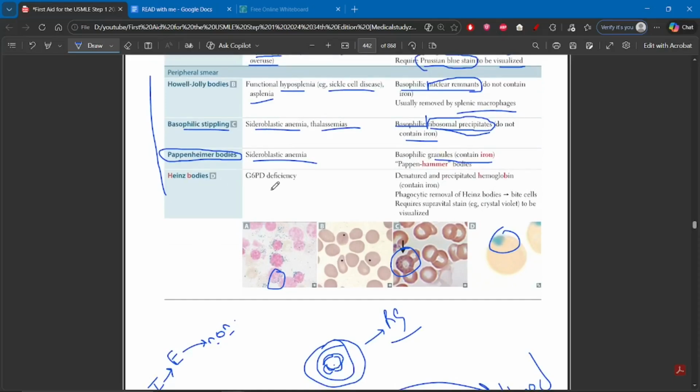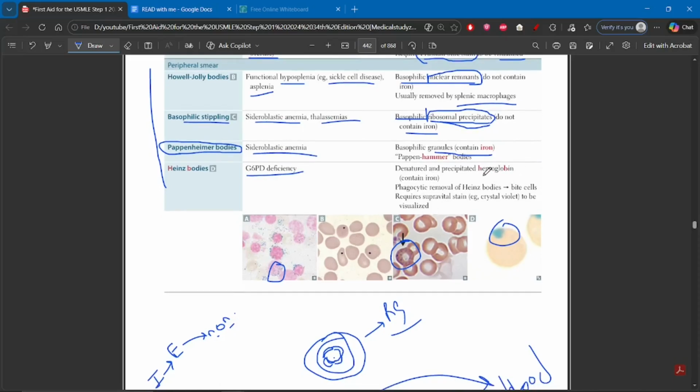Heinz bodies, classically they occur in G6PD deficiency. They are denatured and precipitated hemoglobin, right? So you need to remember that they're denatured and precipitated hemoglobin. Phagocytic removal of Heinz bodies occurs. What happens is that once Heinz bodies are formed, a neutrophil or phagocyte is going to come and take a bite out of the cell. So it's going to result in this place being empty like a bite. So it would appear as if a bite has been taken off and a part of the cell is gone. So that's how the cells are going to appear.